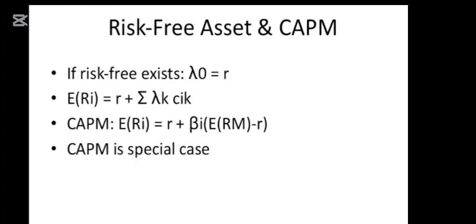Next, risk-free assets and CAPM. If a risk-free asset exists, the pricing equation becomes simpler. The intercept term becomes equal to the risk-free interest rate. In this case, expected return equals the risk-free rate plus risk premiums. So CAPM can be seen as a special case of this model with only one factor. This shows that all pricing models are based on systematic risk exposure.